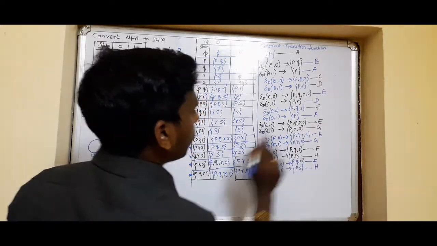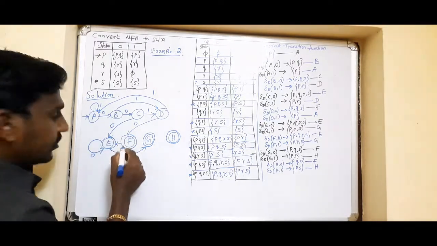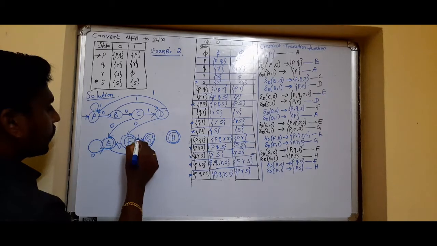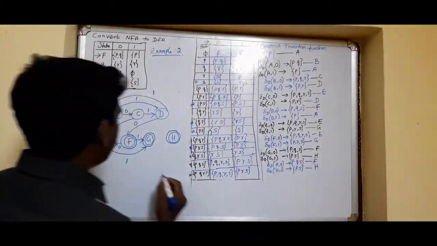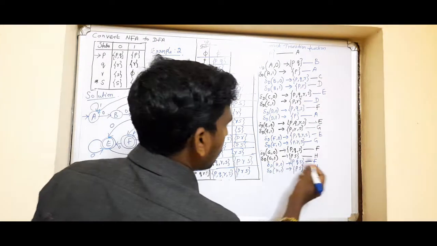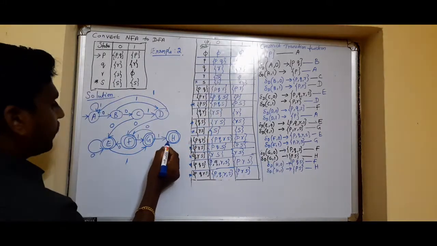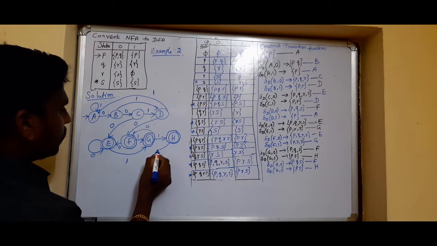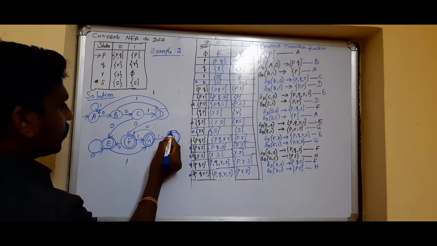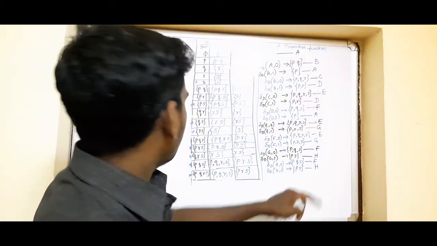And F comma 0 goes to E. So the arrow mark you have to put in reverse. And F comma 1 goes to G. Okay. And G comma 0 goes to F. So here it is 0. And G comma 1 goes to H. H comma 0 goes to F. Better you don't cut this, so better you can put it like this. H comma 0 goes to F, H comma 1 goes to H.